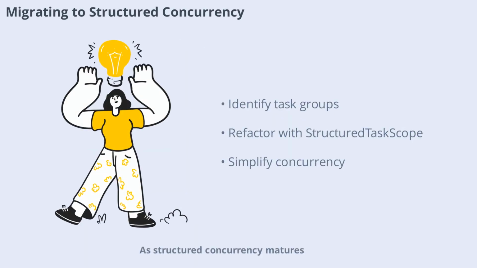As structured concurrency matures, consider migrating your code to take advantage of its cleaner concurrency model. Start by identifying areas where you manage groups of related tasks. Refactor these to use structured task scope, which simplifies lifecycle management and error handling. This transition will make your code more robust and easier to maintain.